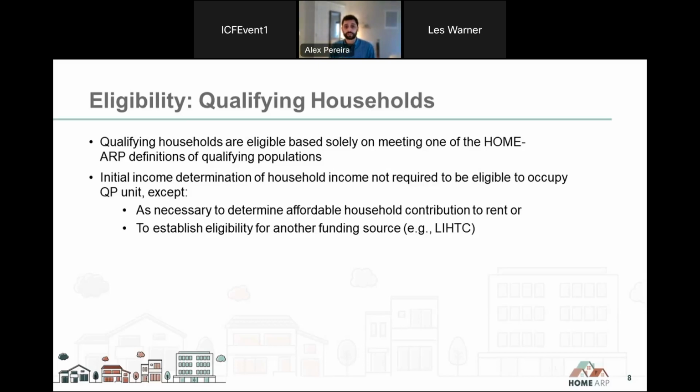And thirdly, to establish the eligibility of the household for another funding source that may be layered on top of HOME-ARP. So for example, if you have LIHTC funds being added to a HOME-ARP unit, LIHTC brings its own income requirements. So then, the household will need to meet those income requirements.